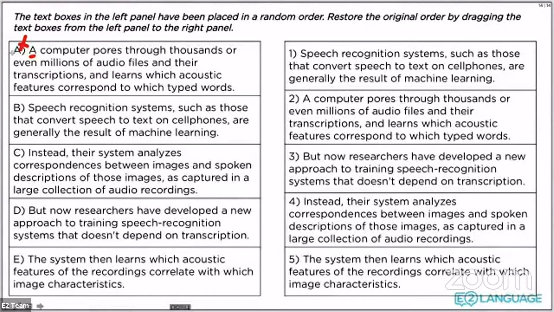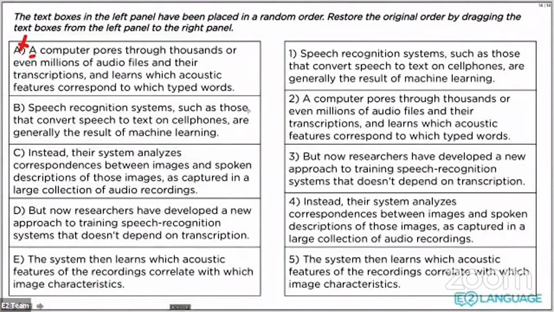Imagine if you picked this sentence up and looked at it out of context. It says, a computer pores through thousands or even millions of audio files and their transcriptions and learns which acoustic features correspond to which typed words. So grammatically, that sentence is independent. It is an independent sentence, but in terms of meaning, is that a good first sentence for a paragraph? The answer is no, because it just doesn't make much sense. It still requires other sentences to surround it to give it meaning.